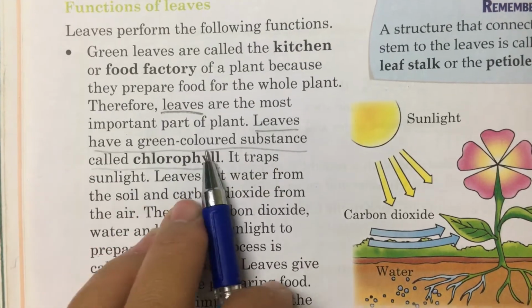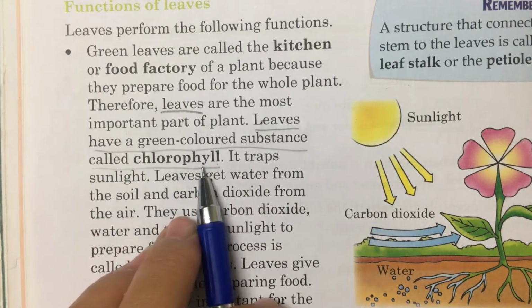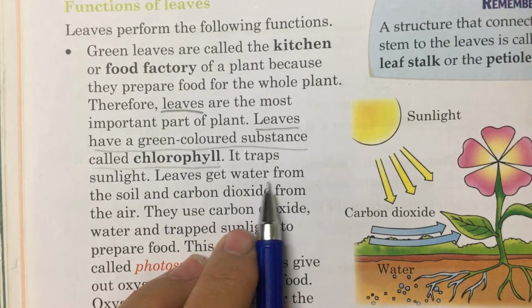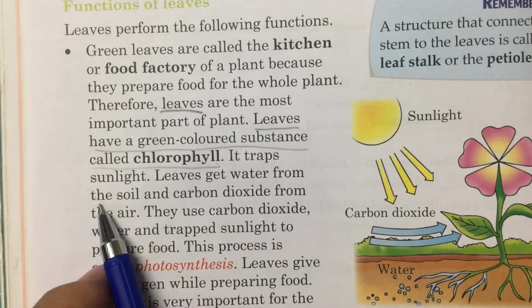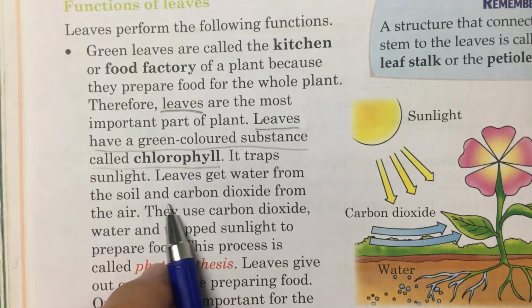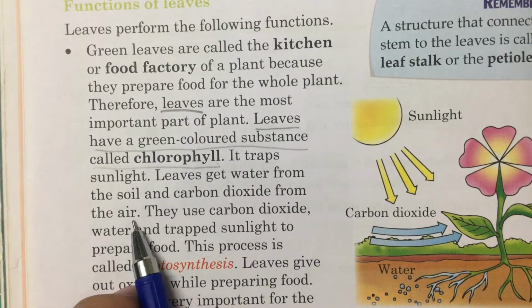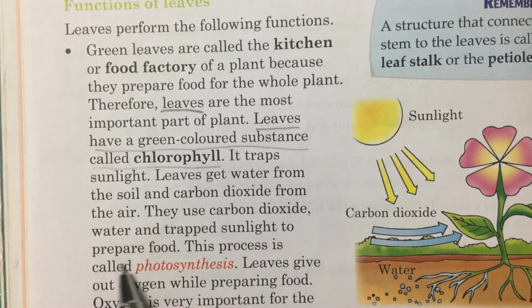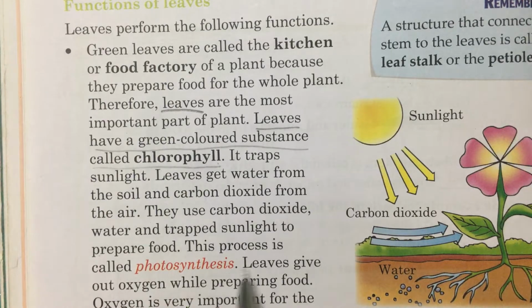Leaves have a green-colored substance called chlorophyll. It traps sunlight. Leaves get water from the soil and carbon dioxide from the air. They use carbon dioxide, water, and trapped sunlight to prepare food. This process is called photosynthesis.